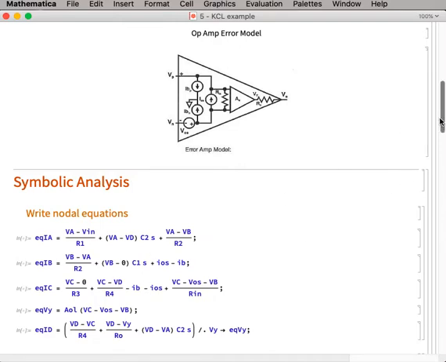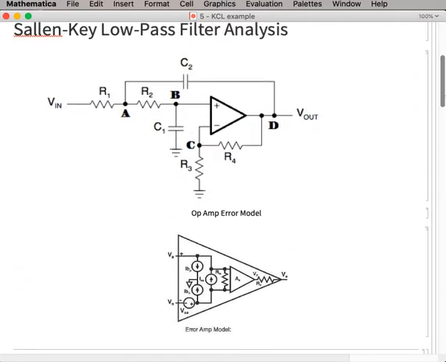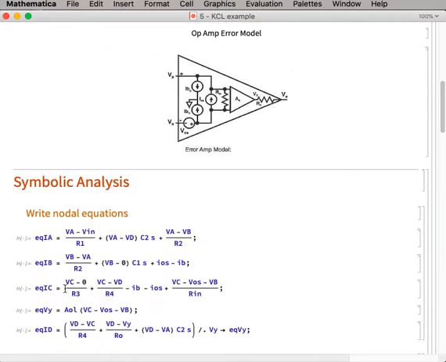Now let's look at IC. IC is VC minus 0 over R3, then VC minus VD over R4. And notice that both the currents IB and IOS are leaving the node, so they're both negative.